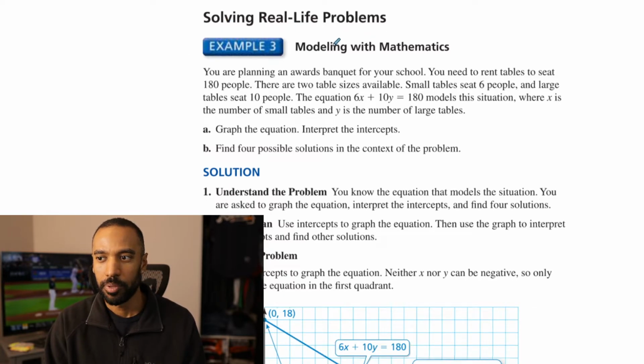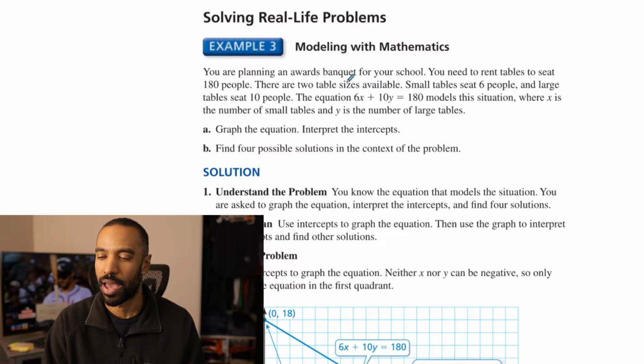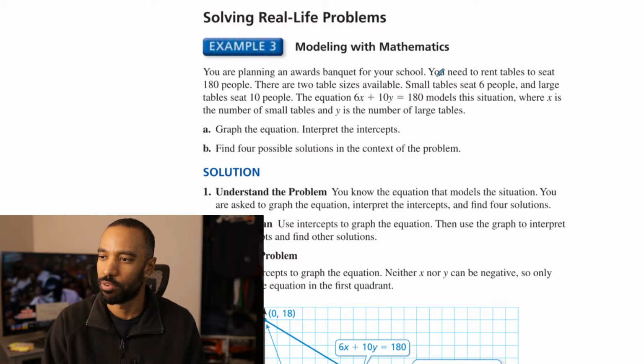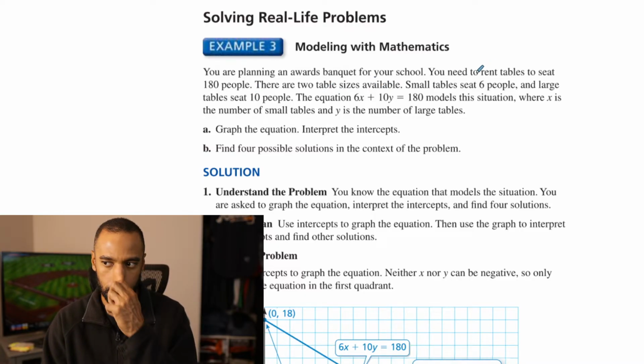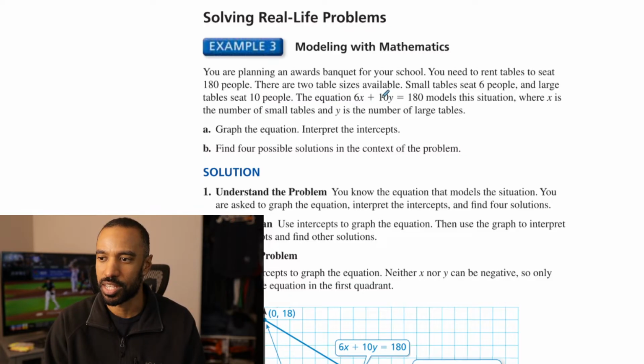Solving real-life problems, let's see. We're going to come up with some sort of equation for a problem, or they'll build one for us, and we can interpret things. Modeling with mathematics. You're planning an awards banquet for your school. You need to rent tables to seat 180 people. There are 2 table sizes available. Small tables seat 6 people, and large tables seat 10 people. The equation 6x plus 10y equals 180 models this situation where x is the number of small tables and y is the number of large tables.